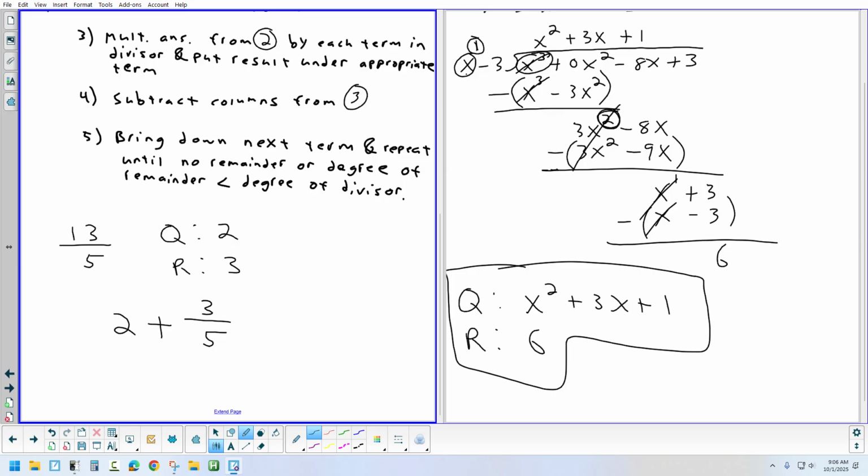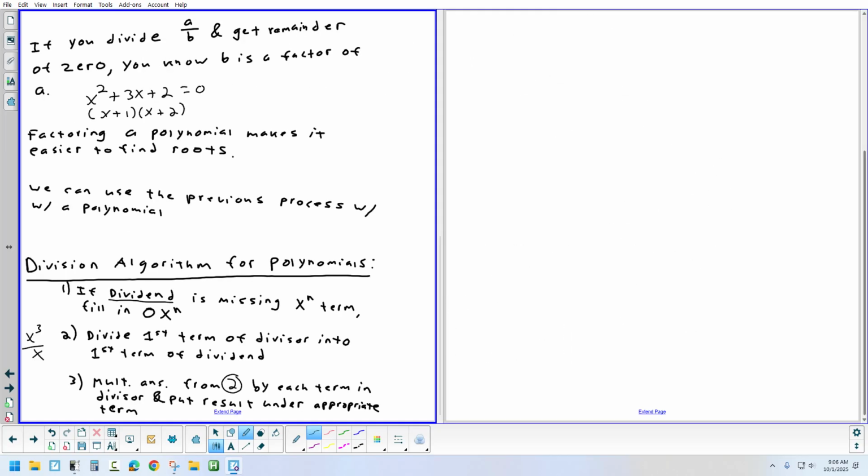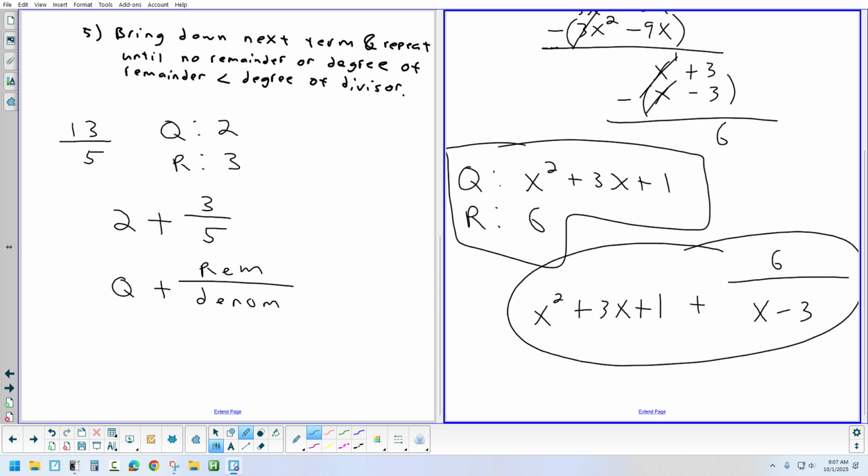So I want to do that same concept over there. Quotient plus remainder over the original denominator. Okay, let's do that. Bless you. Bless you. So quotient, x squared plus 3x plus 1, plus my remainder, 6, divided by my original denominator, which was x minus 3. That's another way you can write your answer.